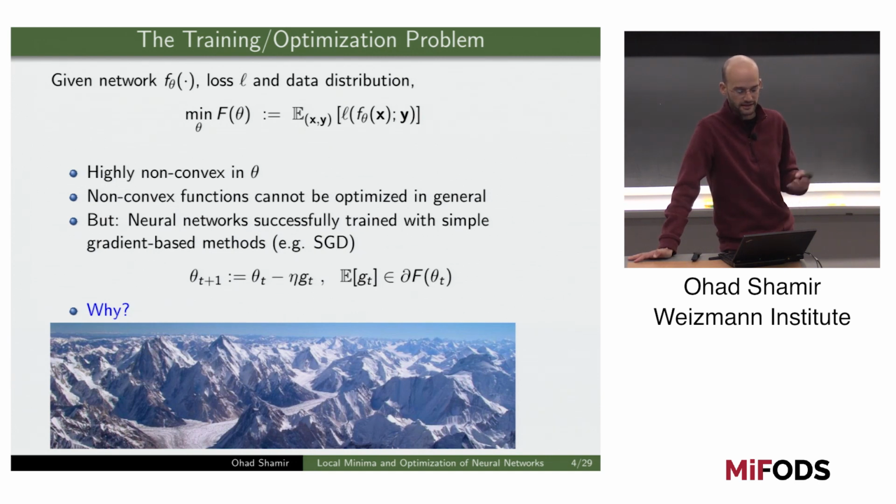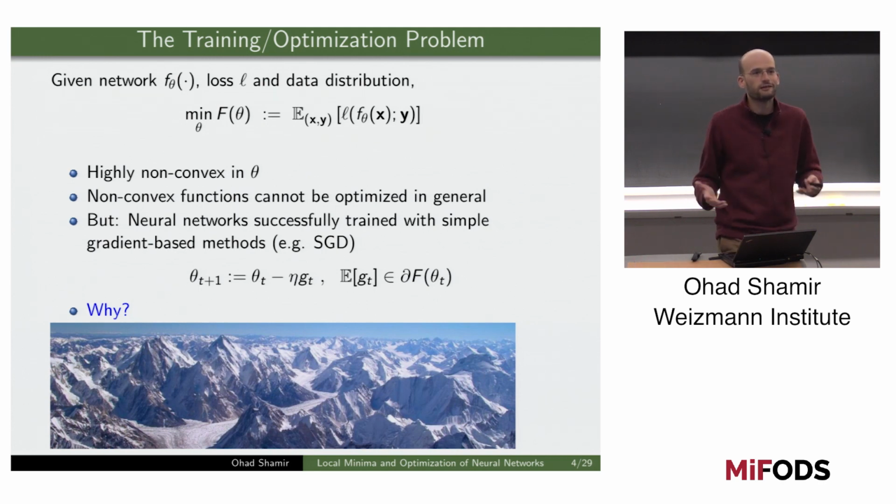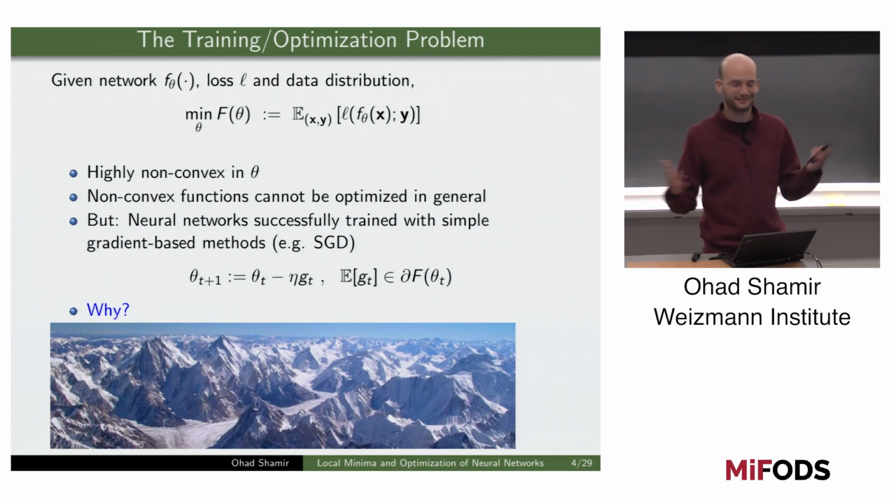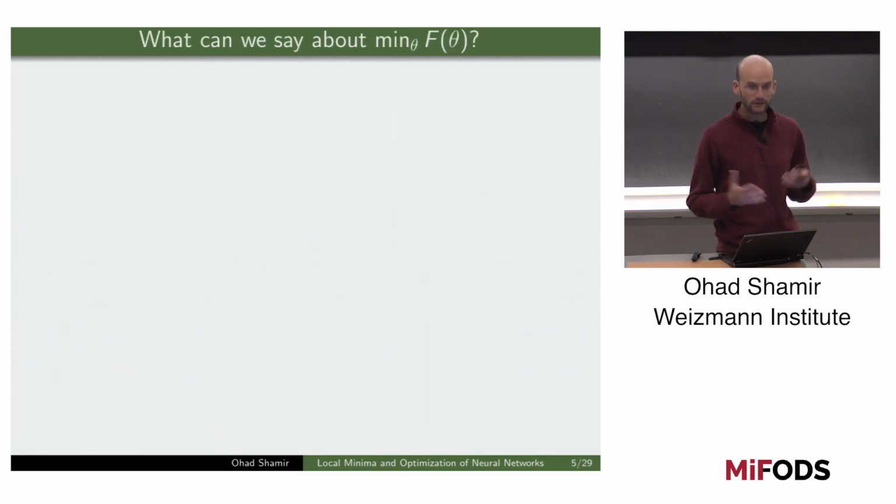And the main challenge is that it's, in general, very non-convex in our parameters. Non-convex functions cannot be optimized in general. On the other hand, these neural networks are successfully trained with very simple gradient-based methods, such as stochastic gradient descent. And the big question is, why? Why does it succeed? So what can we say about this kind of optimization problem?